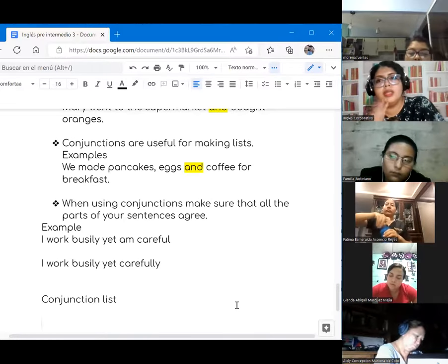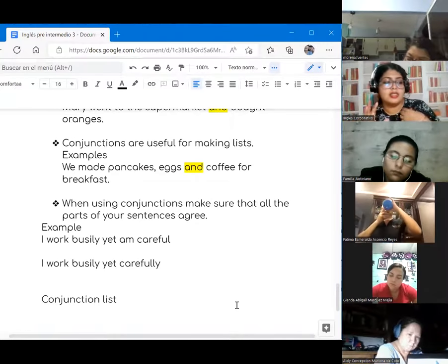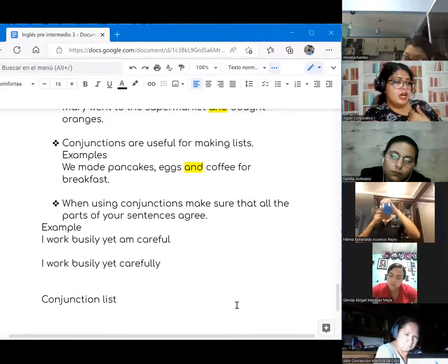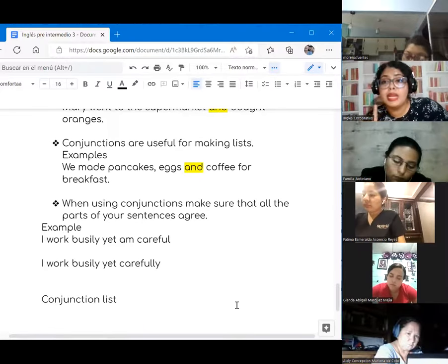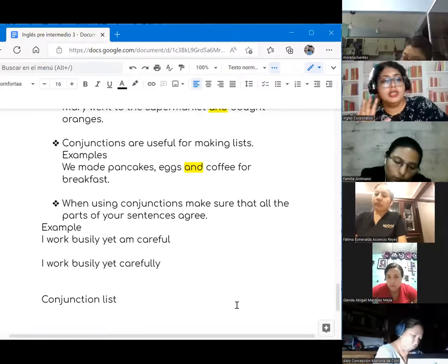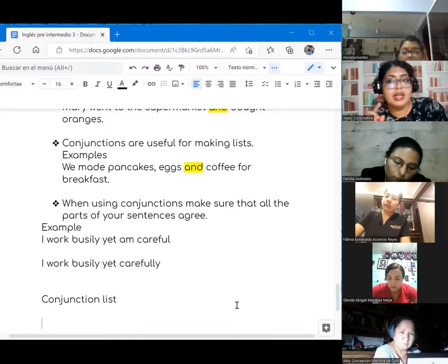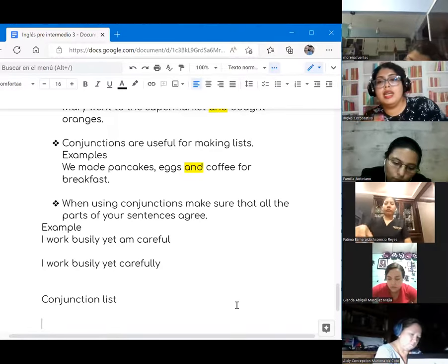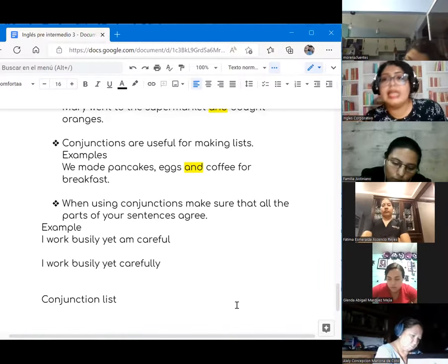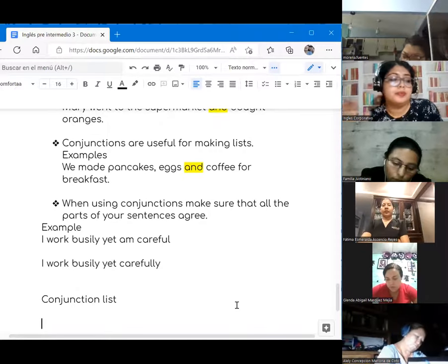And something that I need to say, these words are the most common used conjunction in American English. So, knowing that in American English, those are the most used conjunctions, means that in other kinds of English, we're going to have a lot more conjunctions.